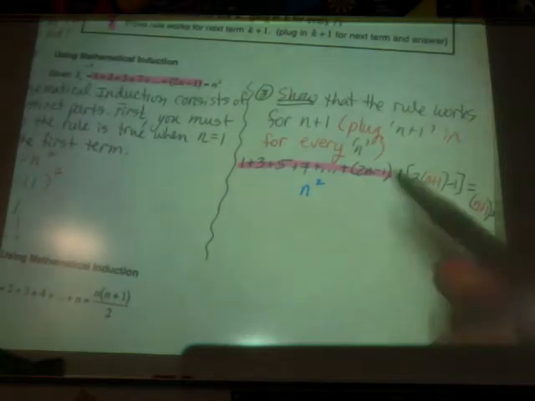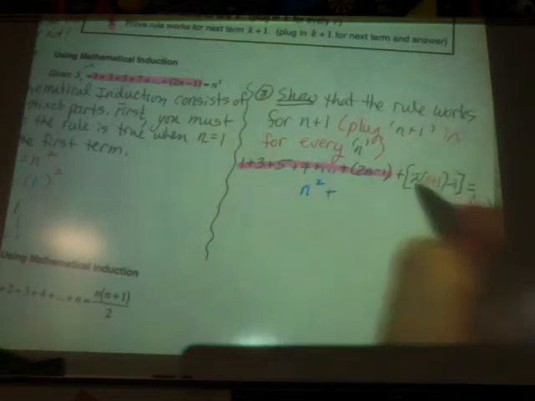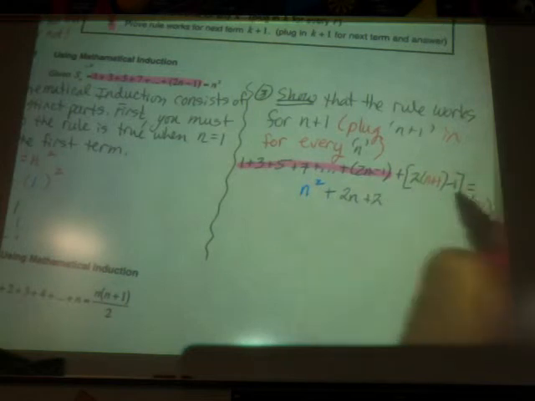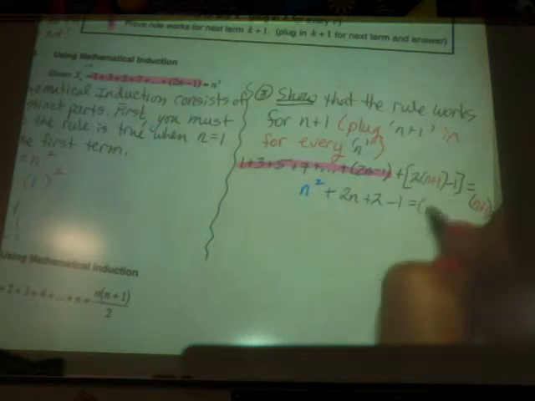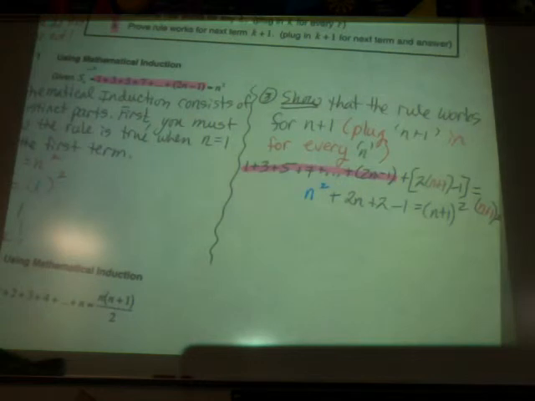Then you're going to go ahead and do the math here. So I'm going to distribute the 2. So I get plus 2 times n is 2n. 2 times 1 is plus 2 minus 1 equals. And then I'm going to hold off on multiplying this out, but I have the n plus 1 squared, right? My whole goal is to show that the rule works for the next term. So all I have to do is prove that the left side equals the right side.